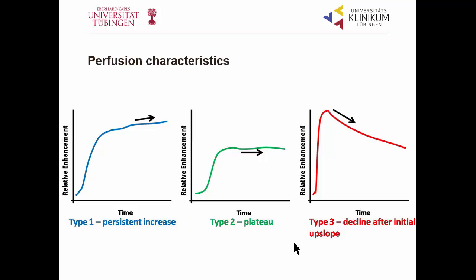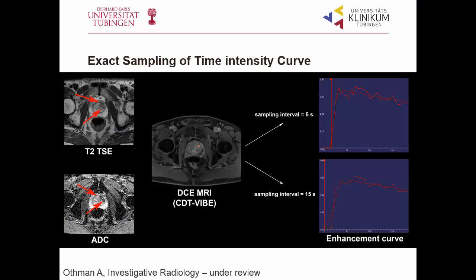Mostly we don't do it quantitatively, we do it qualitatively, and we look at the form of the curve. We look: do we have a progressive curve, is there a persistent increase? This is mostly benign. Decline after initial upslope is most probably malignant, and then plateau is intermediate, so we don't exactly know.